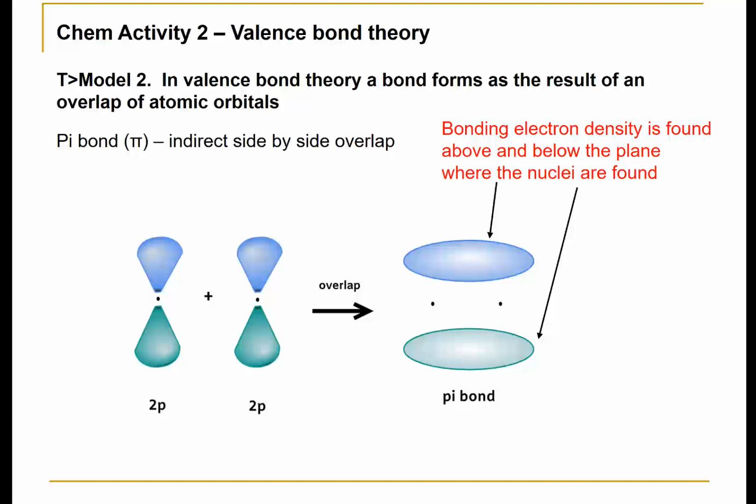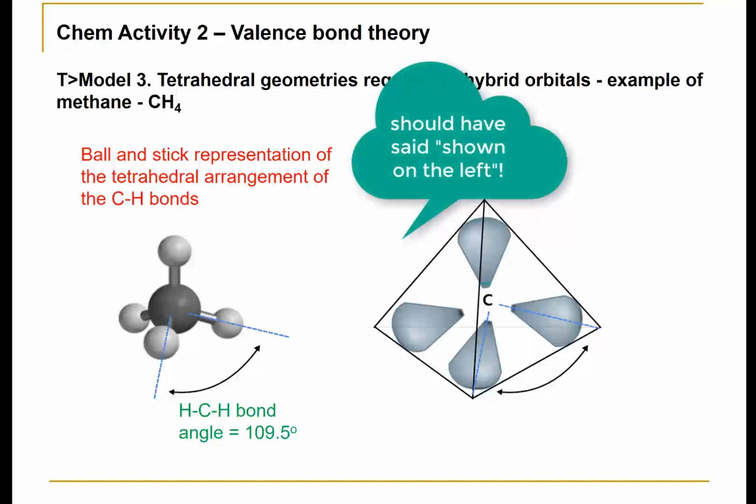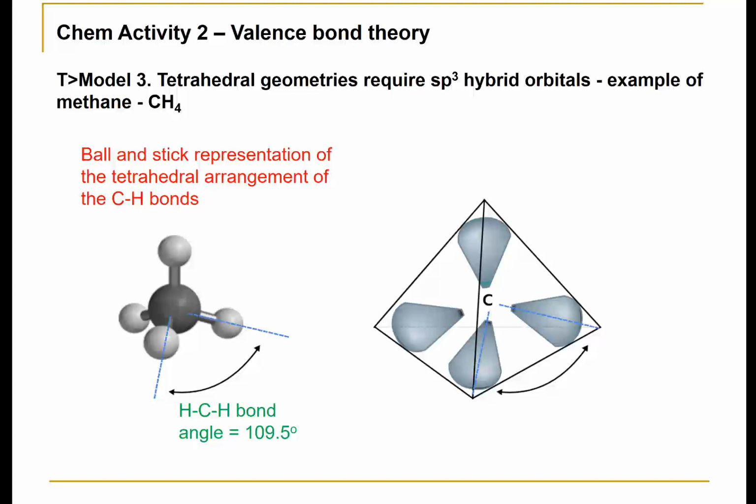Now, to show how these two types of bonding are involved in putting molecules together, we will start with the simplest of molecules, and this is, of course, methane. The representation shown on the right-hand side is a ball and stick showing the tetrahedral arrangement of the carbon-hydrogen bonds. We know from experimental data that methane exists in this tetrahedral arrangement. The hydrogen-carbon-hydrogen bond angle is 109.5 degrees. Our bonding models have to be consistent with what we know to be experimentally true.